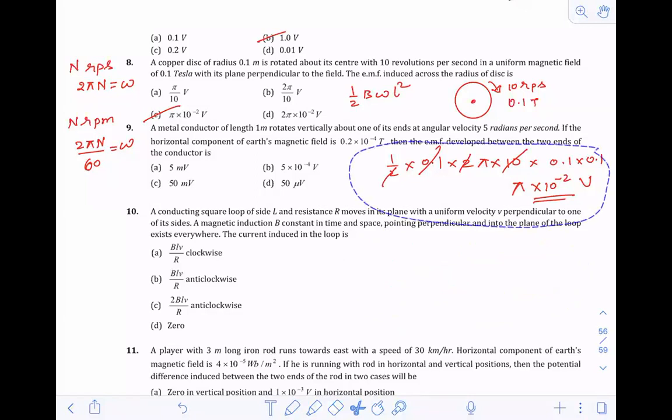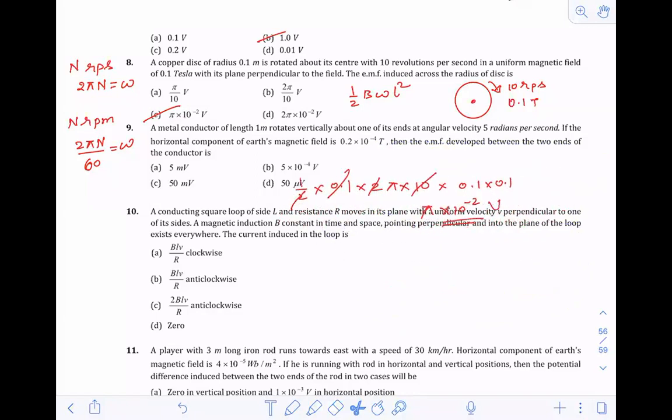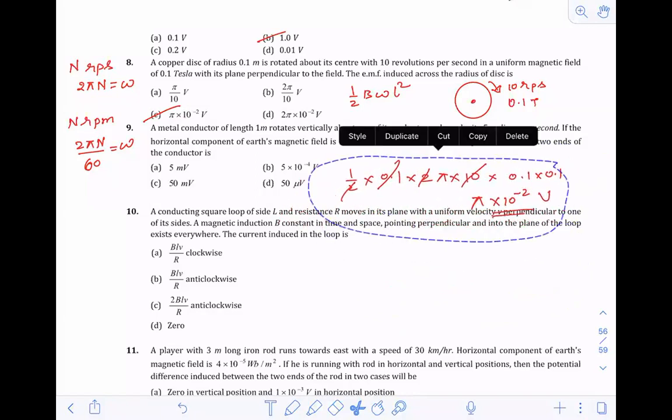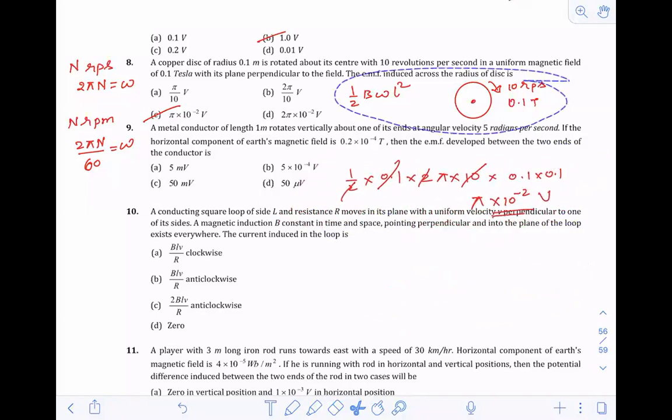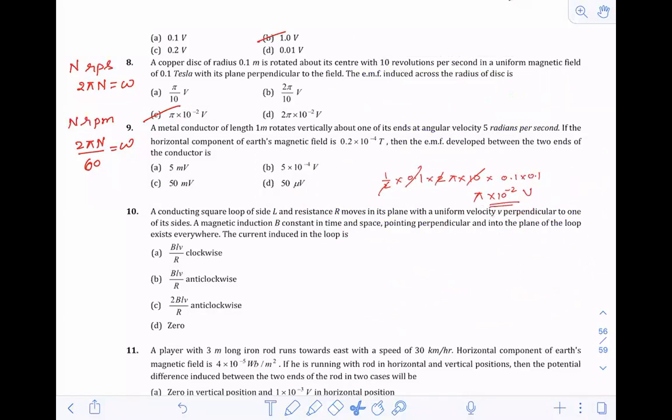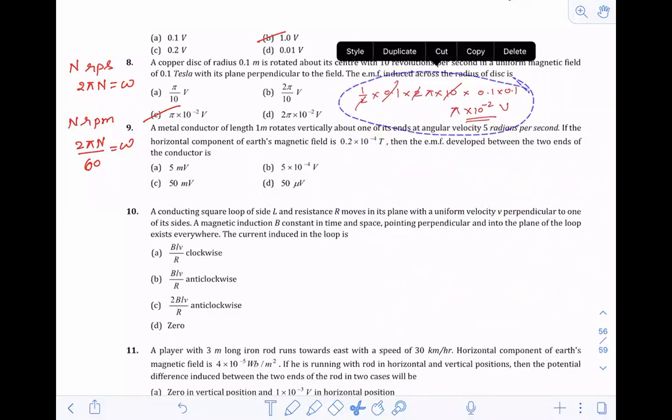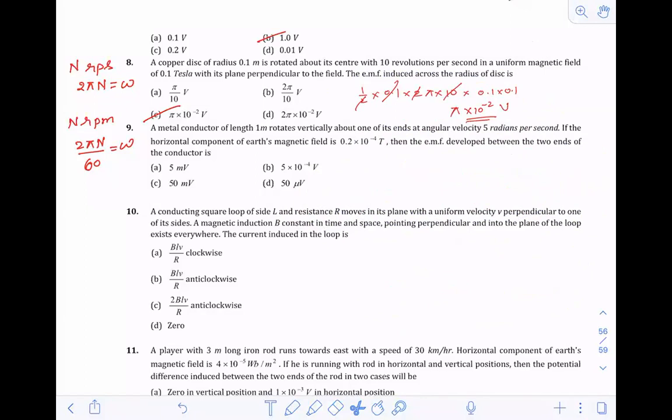I'm removing this from here. Where shall I put? Okay, I'll remove this one over here. Question number 9. All of you read question number 9. Do it fast.